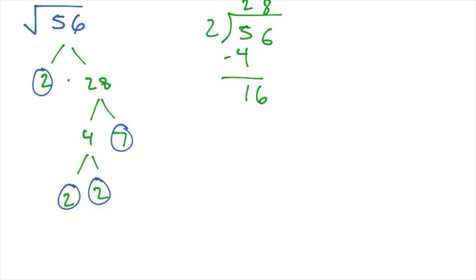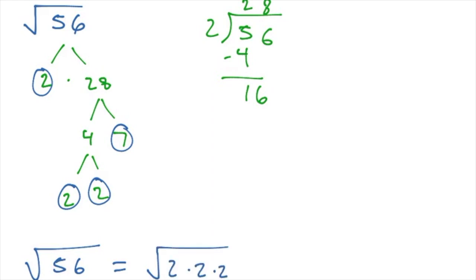So the square root of 56 can be written as the square root of 2 times 2 times 2 times 7. Okay, and if I want to simplify this, I'm looking for my pairs. What pairs do you see? I see a pair of 2s right here, so I'm taking one 2 out, and this 2 does not have a pair, and this 7 does not have a pair, so I leave those two numbers inside the radical.